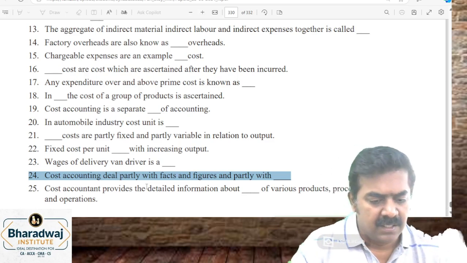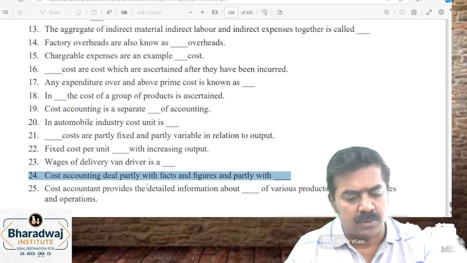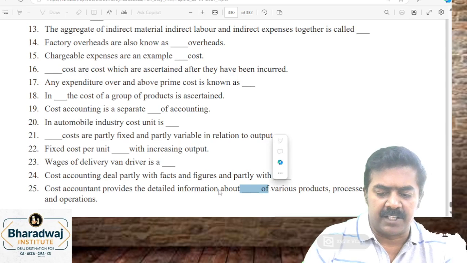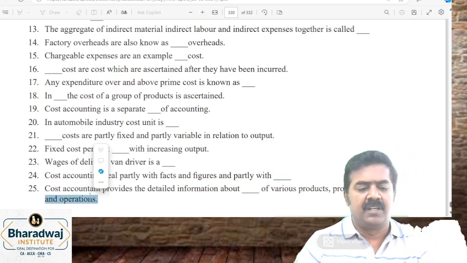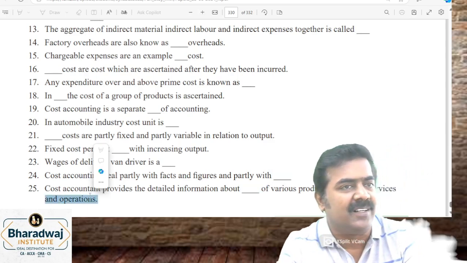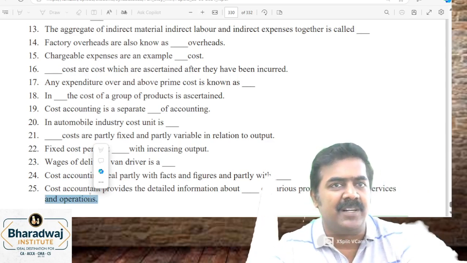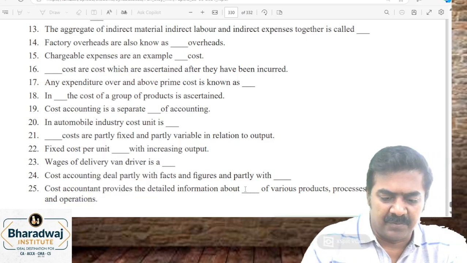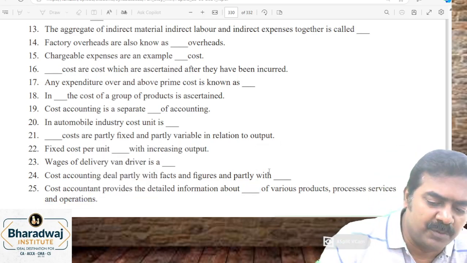Next part. A cost accountant provides detailed information about various products, processes, services and operations. What information does a cost accountant provide? Profit, asset, liability, income, expense, cost information? Information about cost.